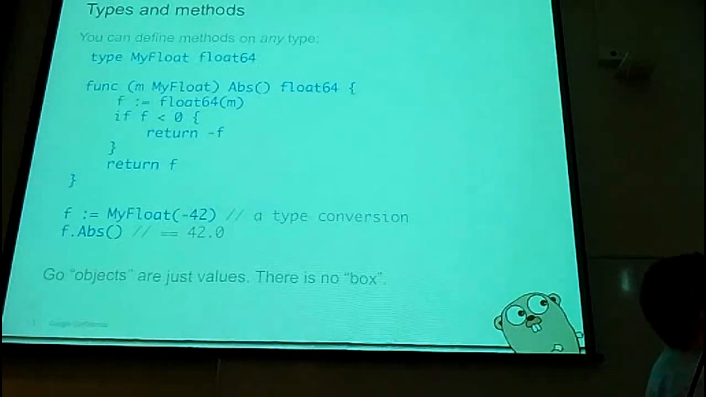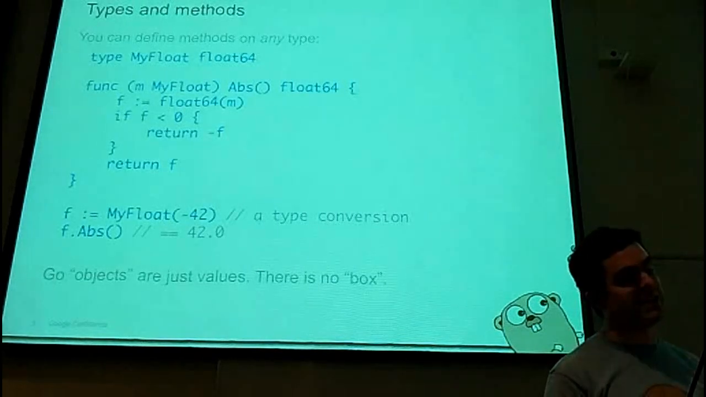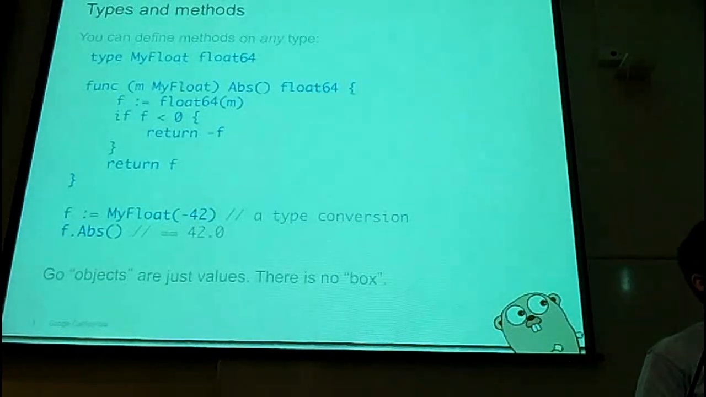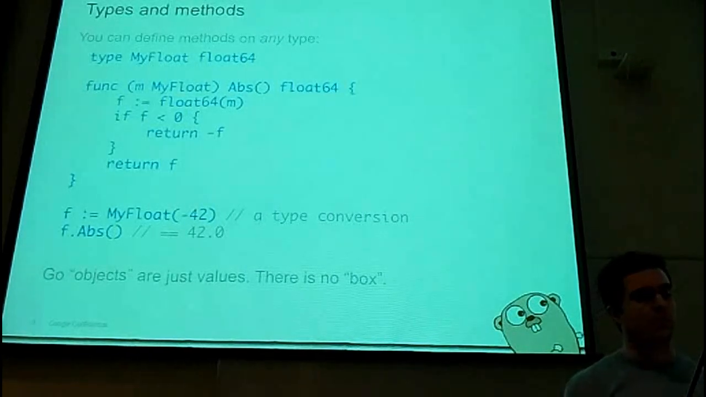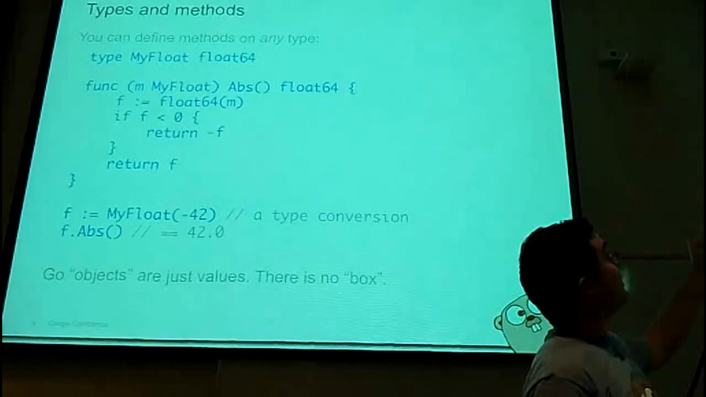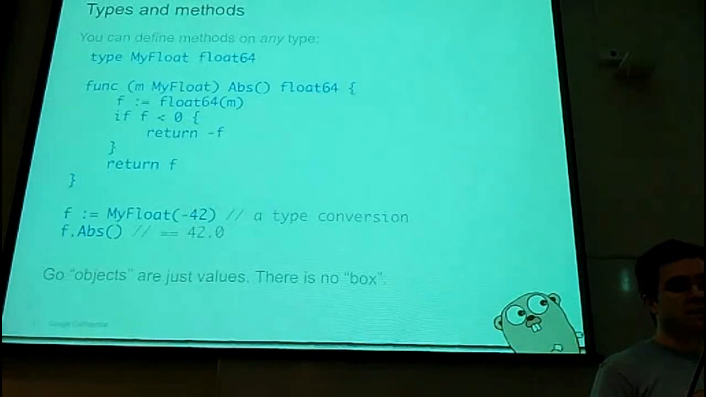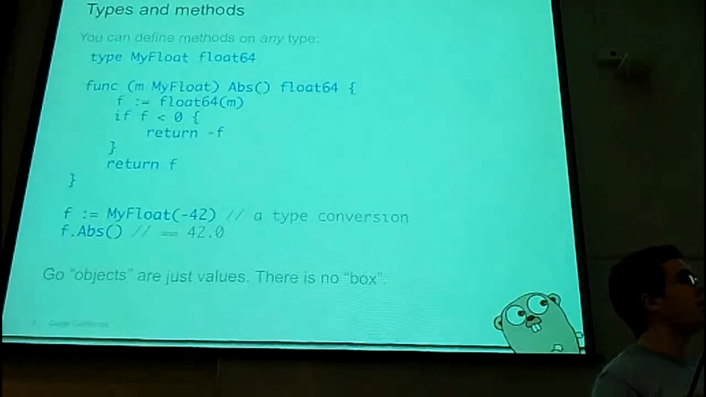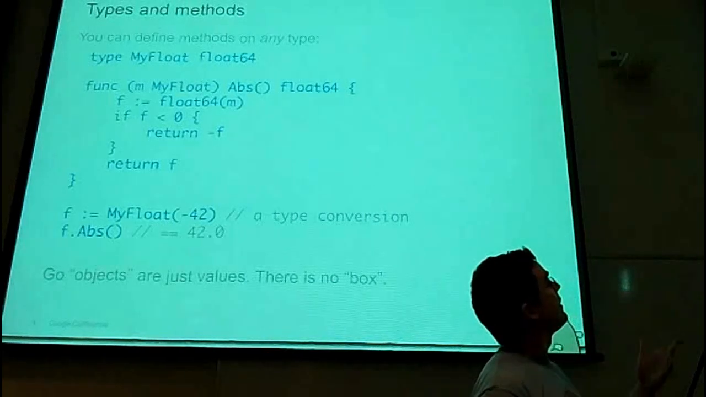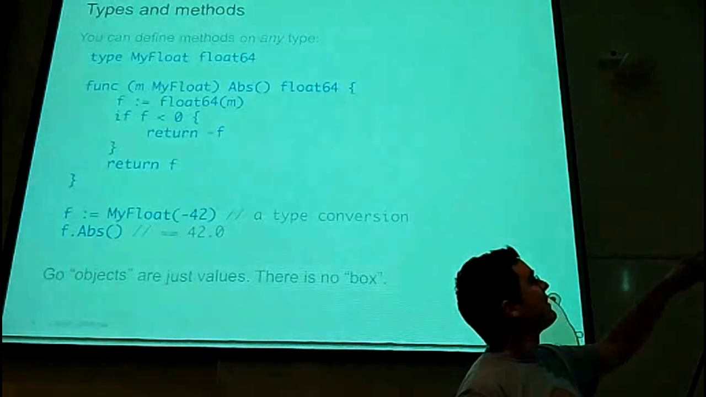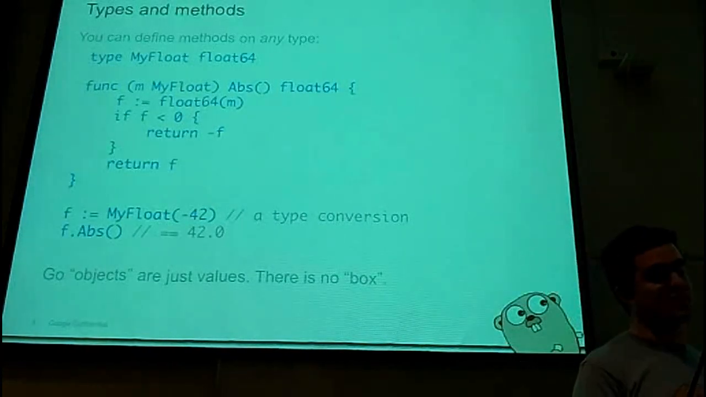But when I say that you can define methods on any type, I mean like any type. It doesn't just have to be structs. If you declare a type that is, in this case, MyFloat, and all it is is a float64, you can declare a method on that type. And so in this case, the Abs method will give you the absolute magnitude of a float.